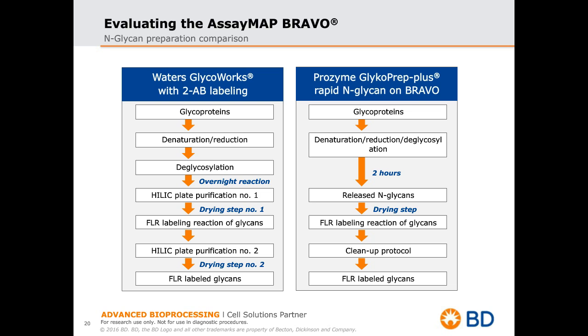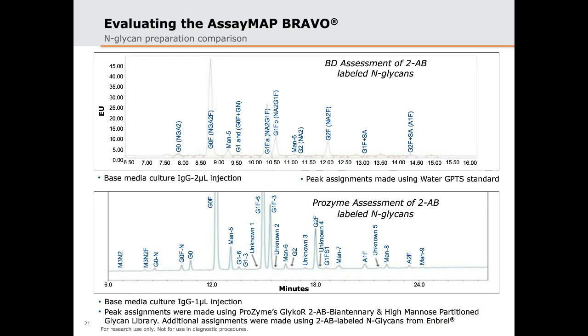So this slide shows a comparison of the fluorescence signal output obtained for the same sample, which is the base media culture IgG. The elution profiles were found to be very similar, and the identities of the eluted N-glycan species are shown. Peak assignments were made using either the Waters GPTS standard or with Prozyme's Glycor 2AB biantennary and high mannose partitioned glycan library.